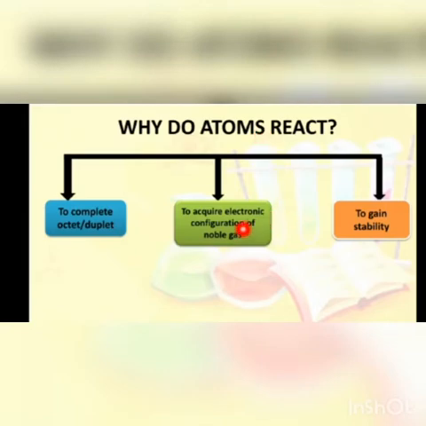Why do atoms want to acquire the electronic configuration of the noble gases? Noble gases are the elements in the periodic table. They have completely filled outermost shells, either it is S or P. So these are stable, non-reactive and inert gases. So every atom wants to get the electronic configuration of the noble gases for the purpose of stability and for the completion of octet and duplet. So let's move towards the chemical bonds.